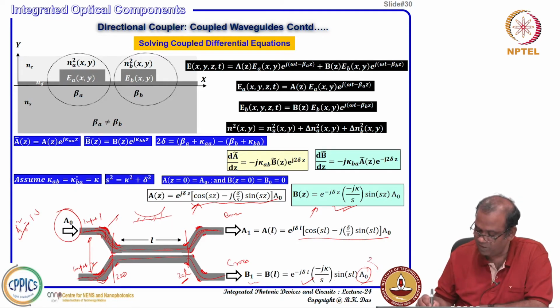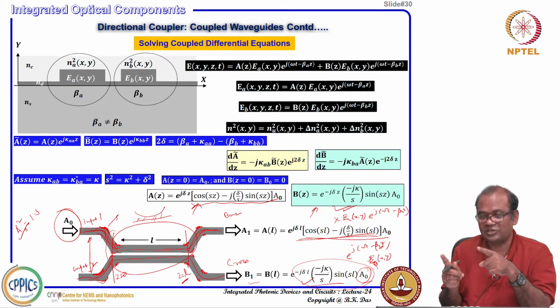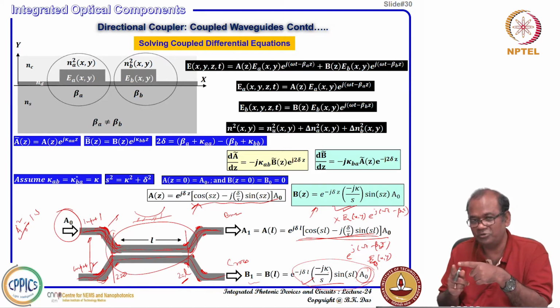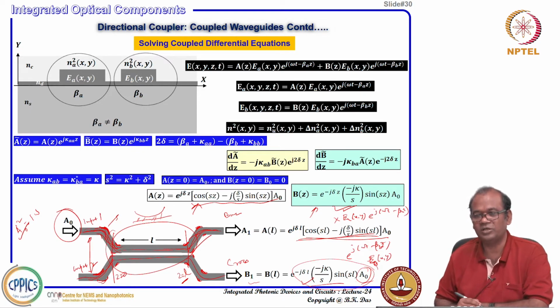And then again it will be propagating like E A, E B, X Y, and then e to the power j omega t minus beta B z. That way it will be propagating, but this is the amplitude. Here the amplitude will be multiplied by E A X Y, that is the profile, multiplied by e to the power j omega t minus beta A z. But whatever happens in the interacting region actually decides your amplitude variation. They exchange energy, that is why their amplitude is changed when they are decoupled. That is how we can derive it using the coupled mode equation.